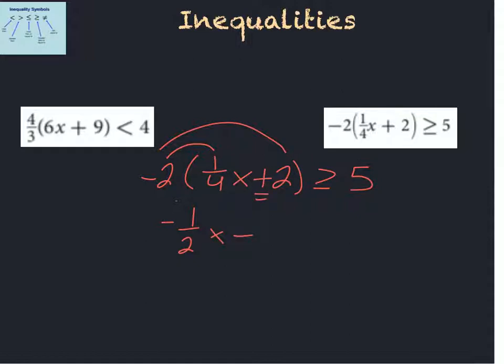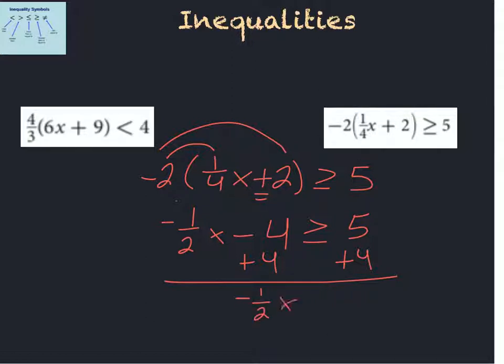So that would be a negative 4. So negative 1/2 x minus 4 is greater than or equal to 5. Okay? And then same steps as if this was an equation. We would get rid of the addition or subtraction. In this case, it's subtraction, so we add 4, inverse operations. We'd be left with negative 1/2 x is greater than or equal to 9.